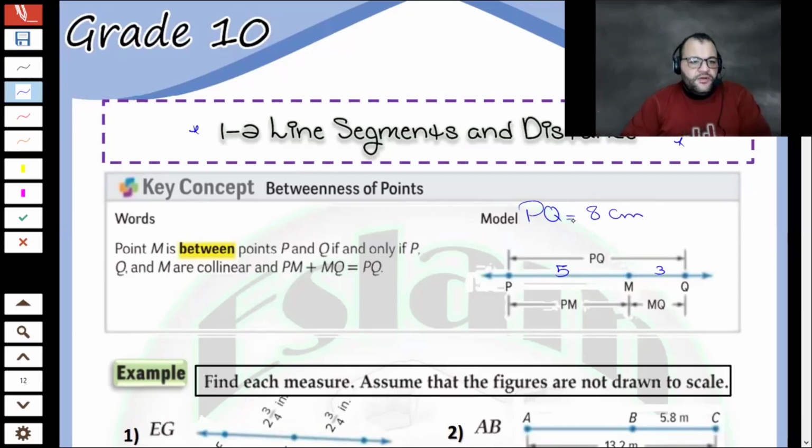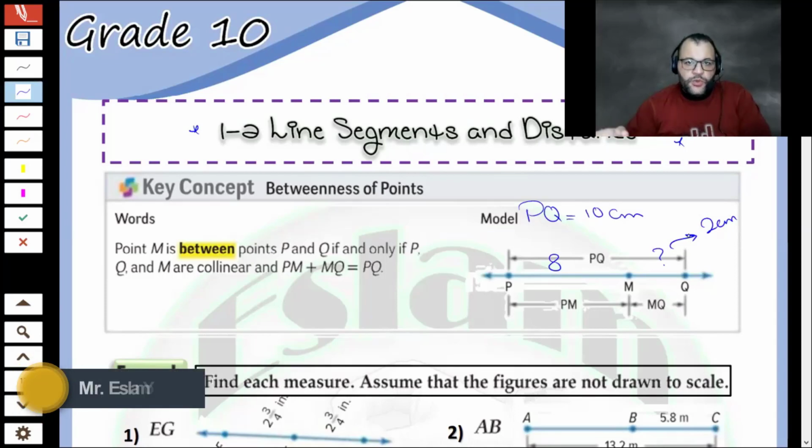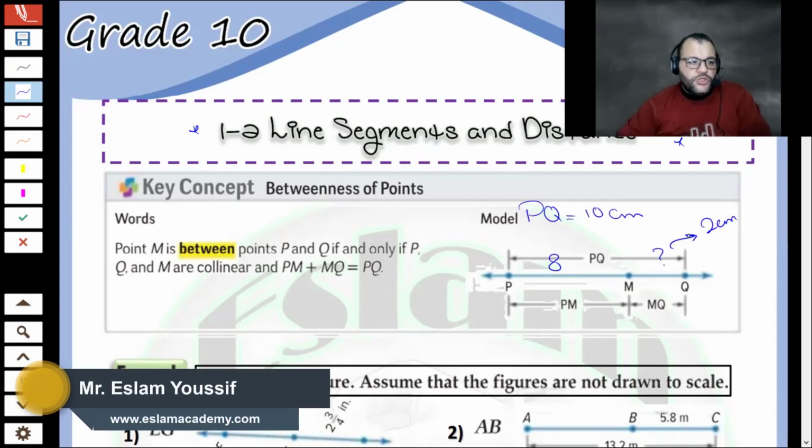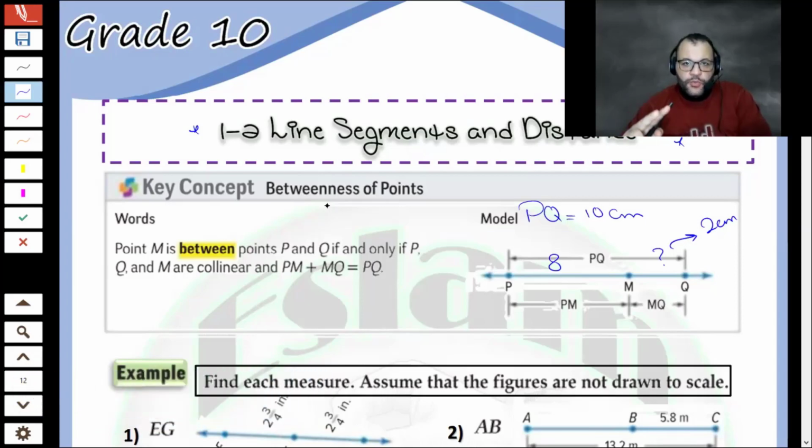Suppose that we have PQ equals 10. I will change the length now. When I say PQ equals 10, and this part equals 8, what is the length of MQ? 2. Yes. So to find one of the small parts, you need to subtract the largest part minus the small part. That is defined by the distance between any two points on the line segment. The sum of the two small parts is the whole part of the line segment. If you need to find one of the small parts, you need to subtract the whole part minus the other small part.